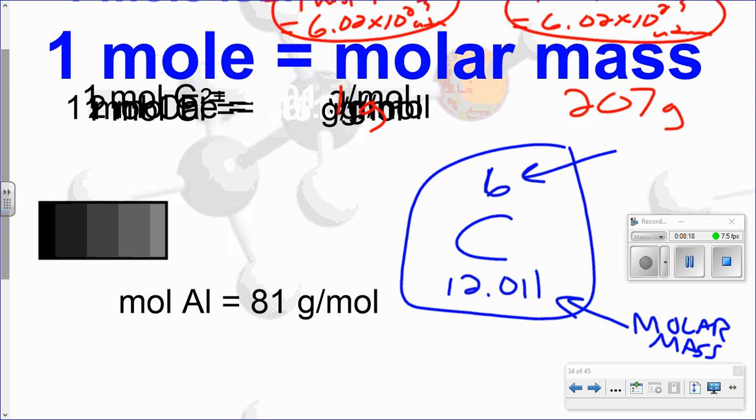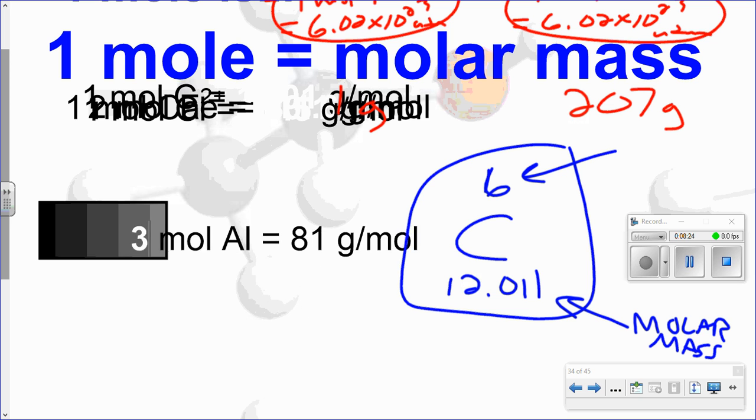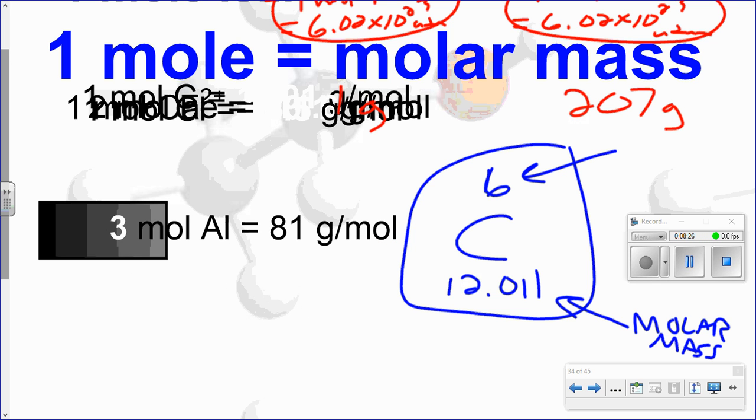One more. How many moles do I have if I have 81 grams of aluminum? Well, aluminum has 27 grams per mole. 3 times 27 gives me 81 grams. So 81 divided by 27 gives me 3 moles. Excuse me, I just said 23. That's wrong. 81 divided by 27 is 3, okay?